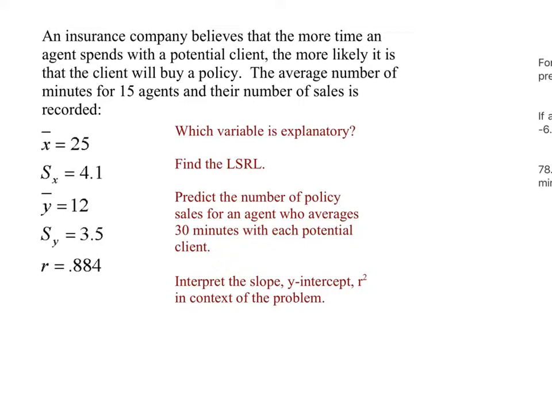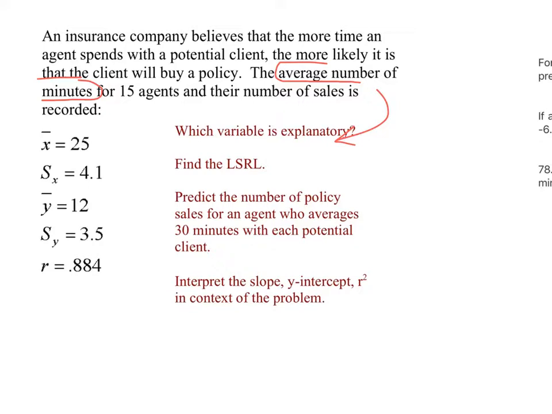So you can see the X here is the number of minutes and deviation for that, number of sales and deviation, and the correlation. So, which of the variables is explanatory? Well, I'm just going to do this with a circle. It's going to be the average number of minutes. That is going to be our explanatory variable. The number of minutes, and the response, of course, is the sales.